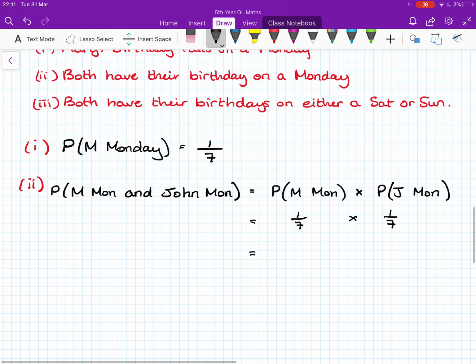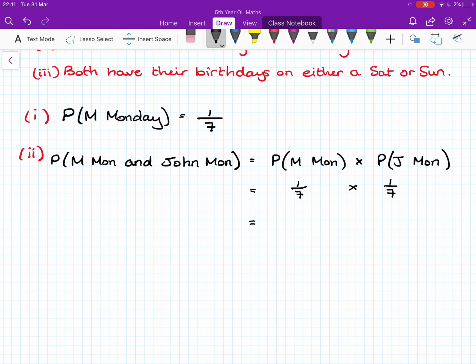If we're dealing with multiplication of fractions, we go top by top and bottom by bottom. So 1 multiplied by 1 gives us 1, and 7 multiplied by 7 gives us 49. So the probability that both Mary has her birthday on a Monday and John has his birthday on a Monday is 1 out of 49.